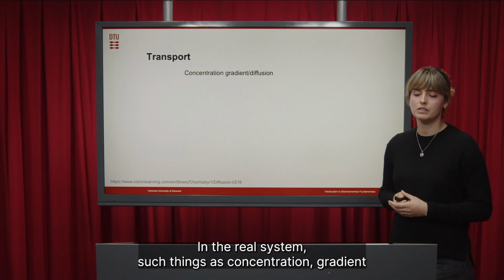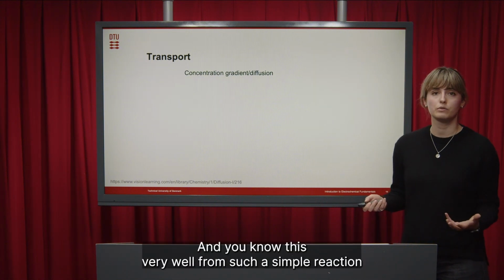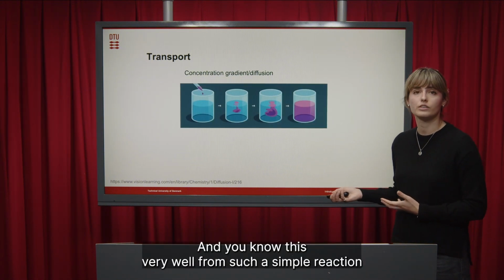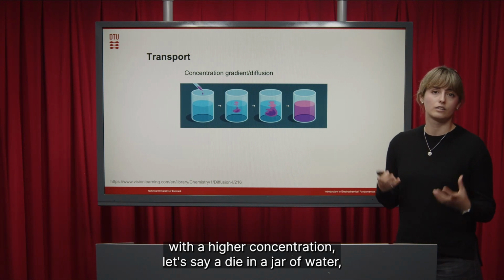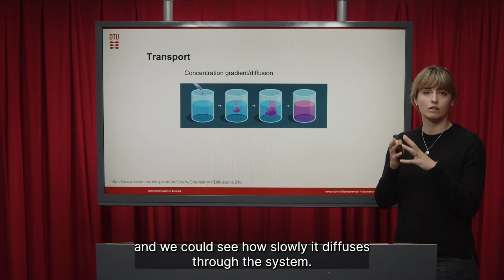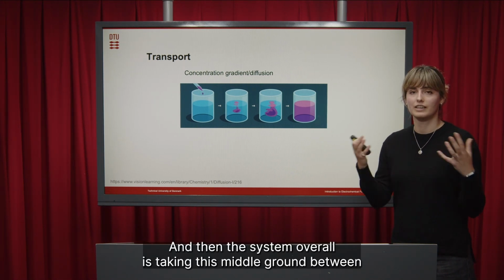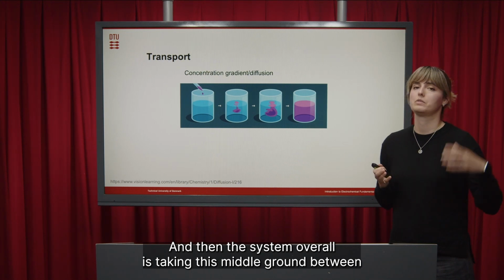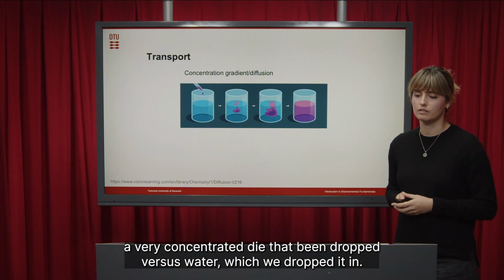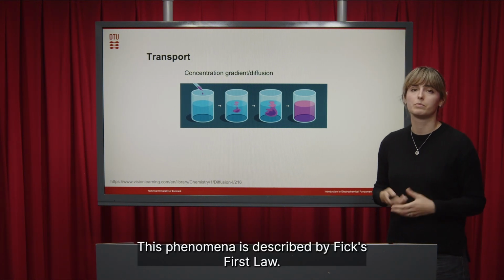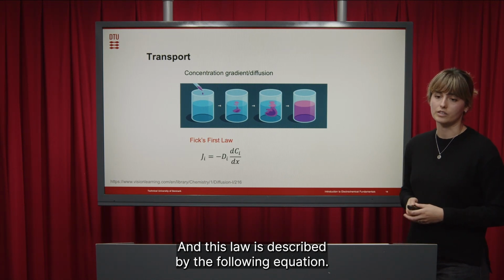In a real system, such a thing as concentration gradient or diffusion exists. And you know this very well from a simple example where we would drop something with a higher concentration, let's say a dye, in a jar of water, and we could see how slowly it diffuses through the system, and then the system overall takes this middle ground between the very concentrated dye that we dropped versus the water which we dropped it in. This phenomenon is described by Fick's first law, and this law is described by the following equation.